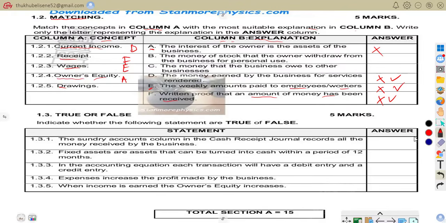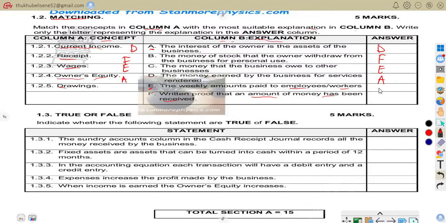So that is that. I want us to write them in such a way that they are expected to be writing. So we have said for current income is D, for receipt is F, for wages is E, and for owner's equity, guys, is A.